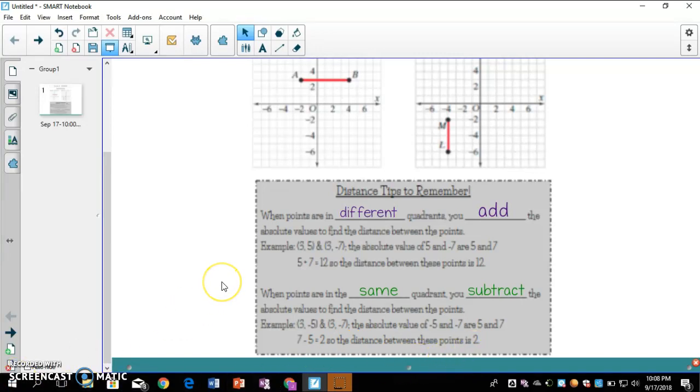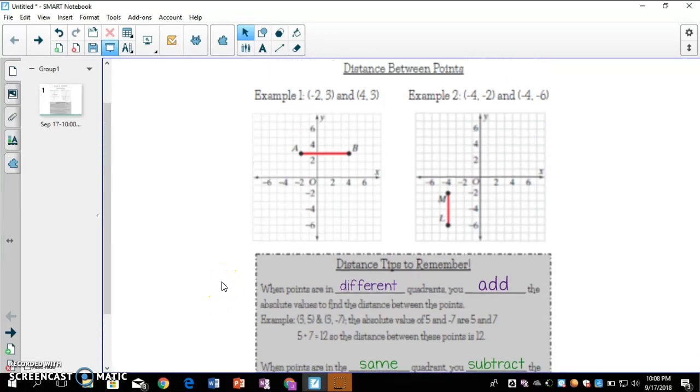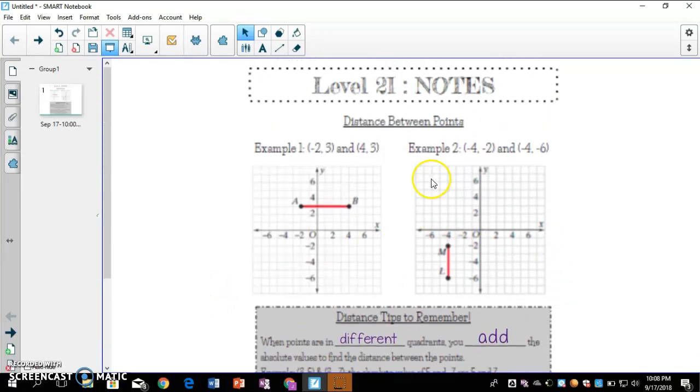I hope those tricks help you figure out the distance between points without having to graph them on a coordinate plane. So use these tips to help you with the next step, which are the distance between points task cards. Good luck!